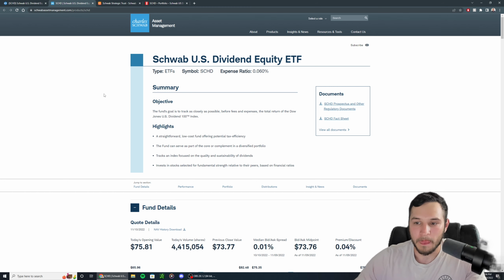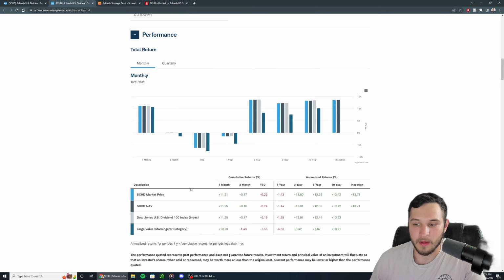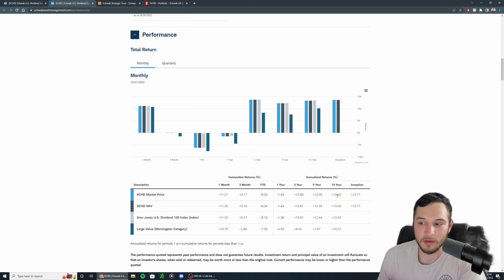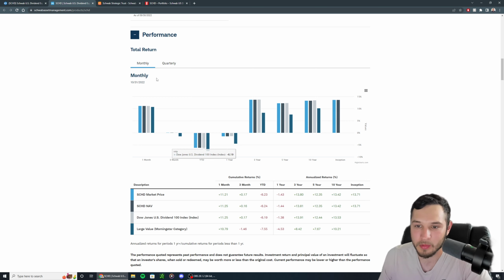So at the end of the day, another good thing about SCHD is that it has strong capital growth. Because it is 100% stocks and it's investing in quality stocks, in the past 10 years, it's actually returned an average of 13.4%. So it is keeping up with the S&P 500 pretty closely.